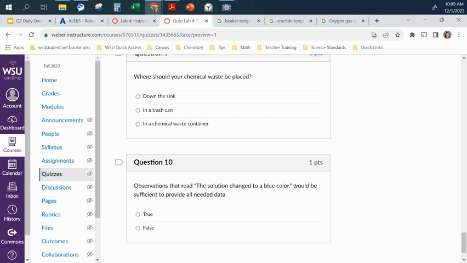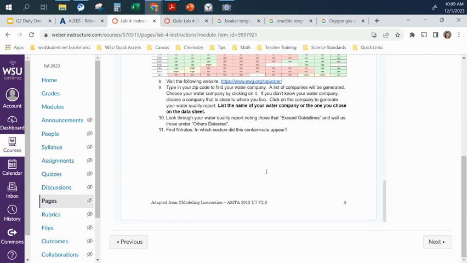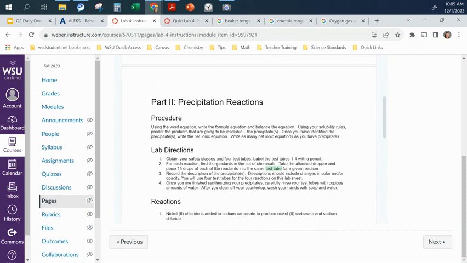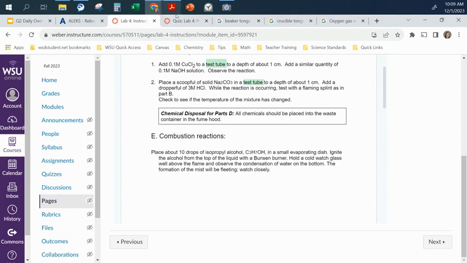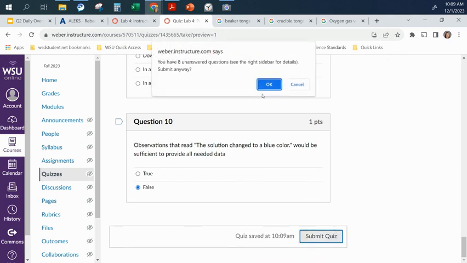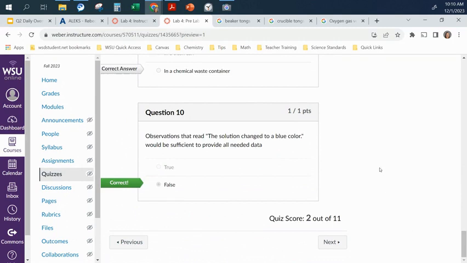Observations that read the solution changed to a blue color would be sufficient to provide all needed data. I don't know what they're talking about. Let's see. Description should include changes in color and or opacity. So it looks like they need more than, let's see, blue. I would guess that one is false, but I don't know. That's my guess. False. Let's try it and see. It is false. I only answered 2 of them, but okay.